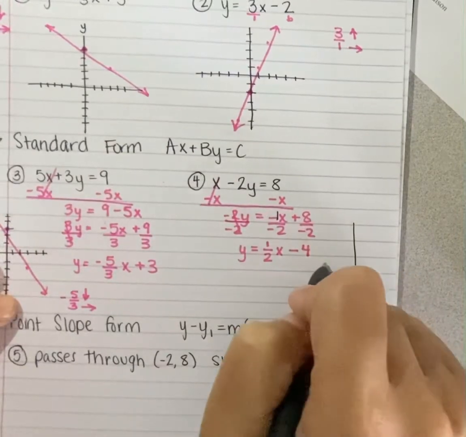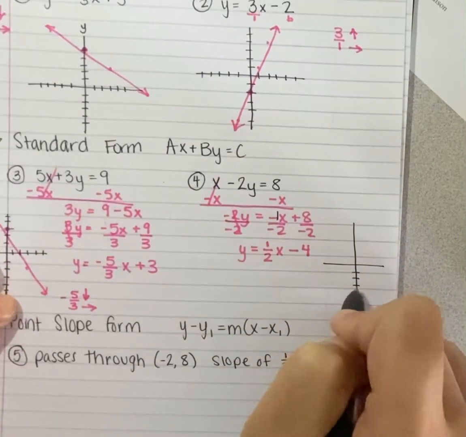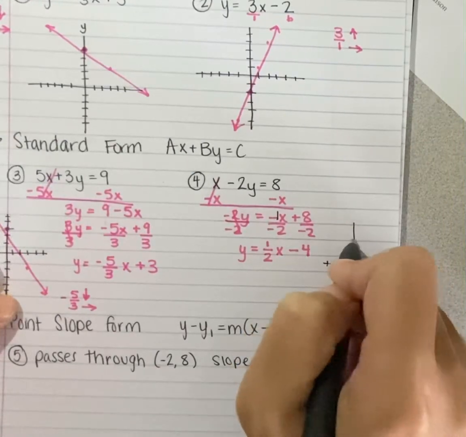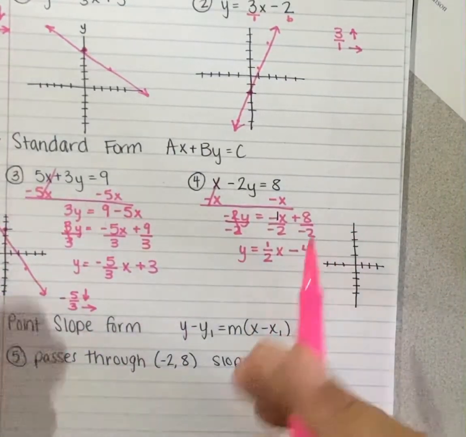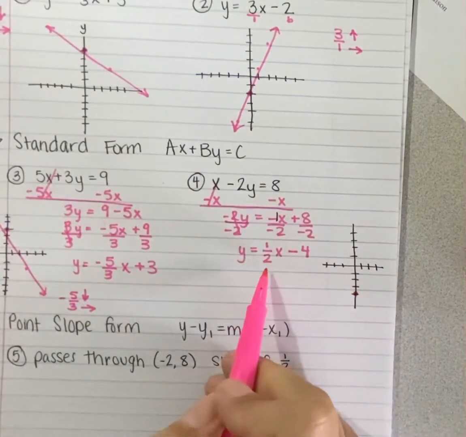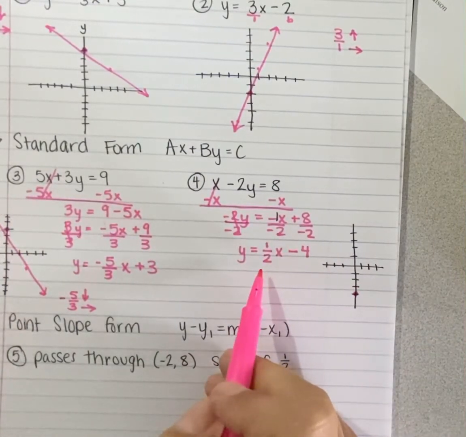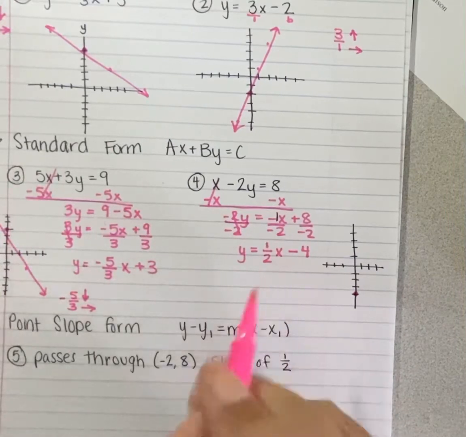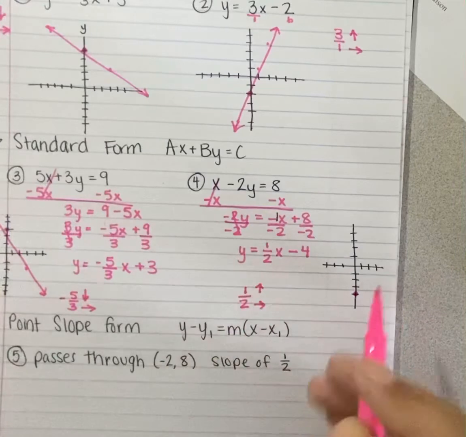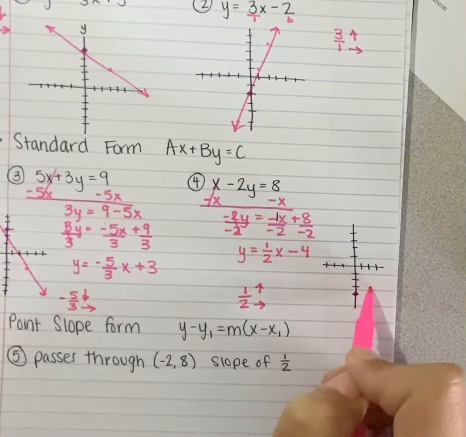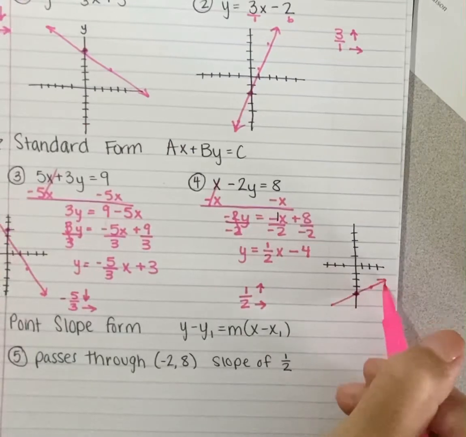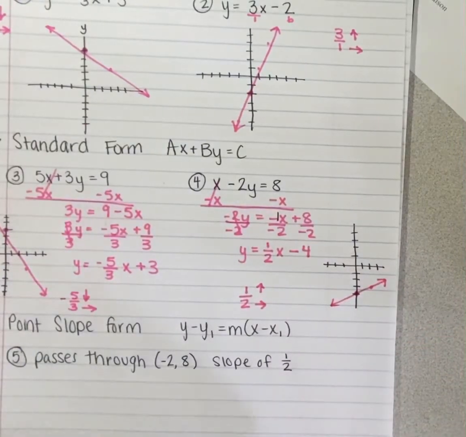I begin at -4 on my graph, and then I'm going to use my slope to move across my paper. So I begin here at -4, 1, 2, 3, 4. My slope is positive. It should be increasing from left to right. So since my slope is 1/2, I'm going up 1 to the right 2. Up 1 to the right 2. There's my point. Increasing from left to right because my slope is positive.